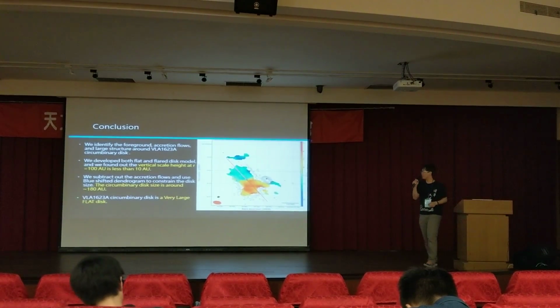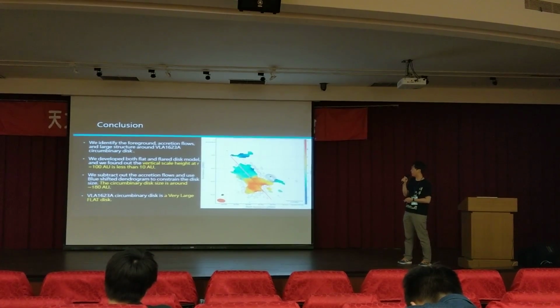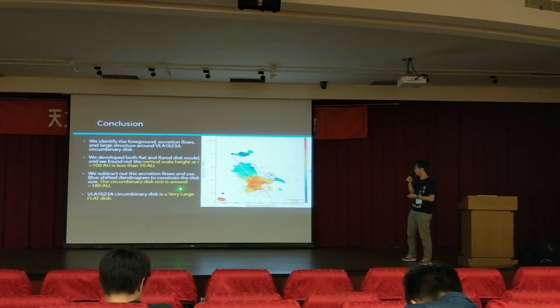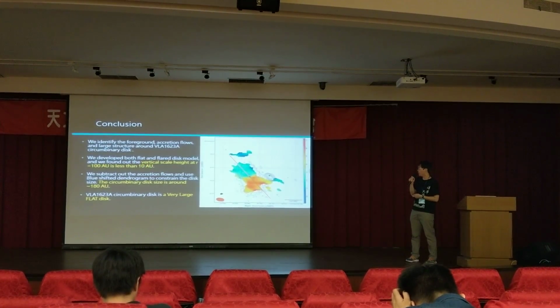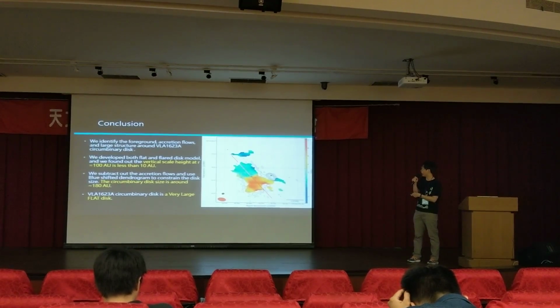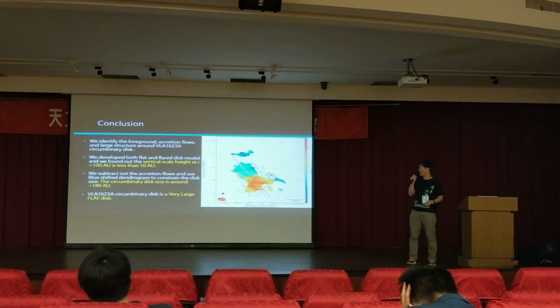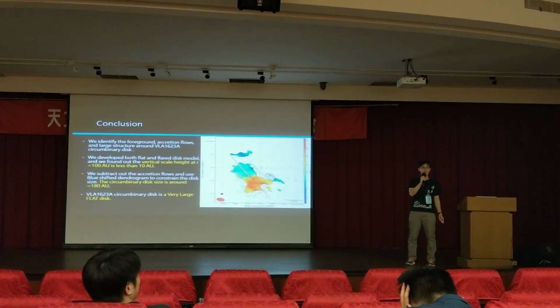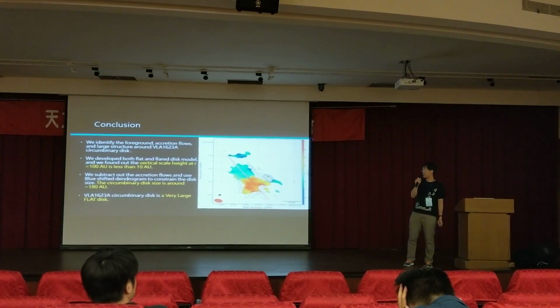So okay, this is my conclusion. We developed both flat and flared disk models, and we found the vertical scale height at R equals 100 AU is 10 AU. And also we constrained the disk size to be around 100 AU. So we found that the VOA 1623A circumbinary disk is very large and flat.